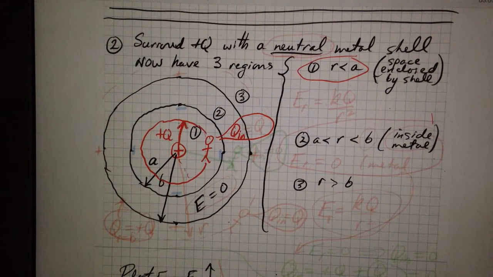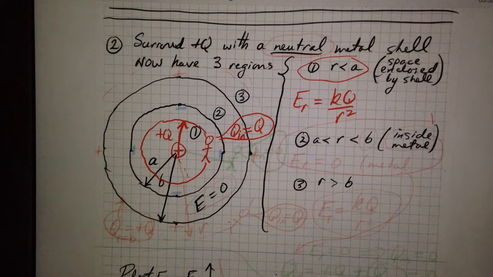So this is my Gaussian surface, and that's where the little guy stands. What does he see inside of him? Well, just q, positive q, right? So q in is positive q, so that means E_r in that region, what I've called region 1, is equal to kq over r squared. So nothing has changed. Inside of the space enclosed by the metal shell, the field is just as it was before. It just looks like the field due to a point charge, falling off like 1 over r squared.